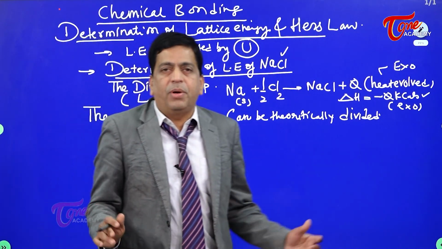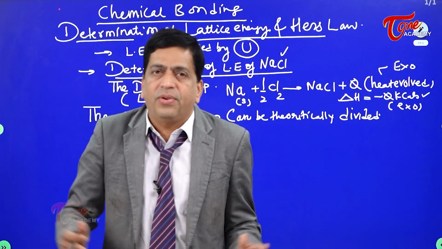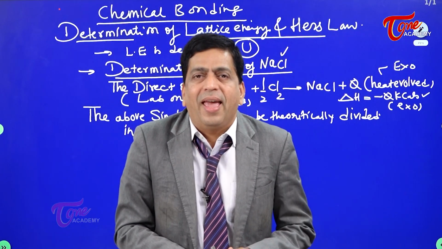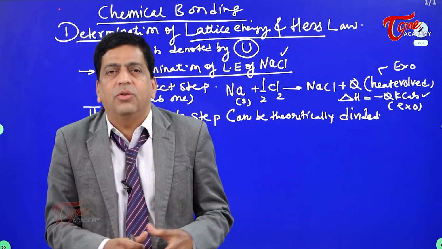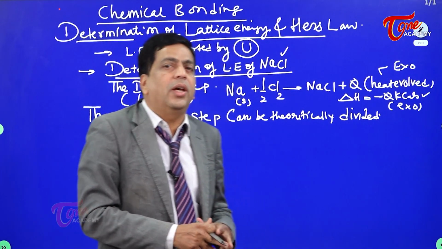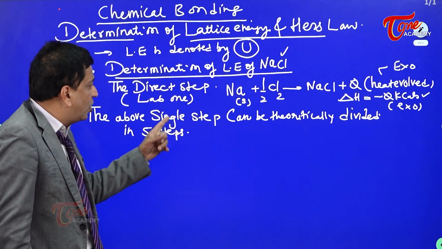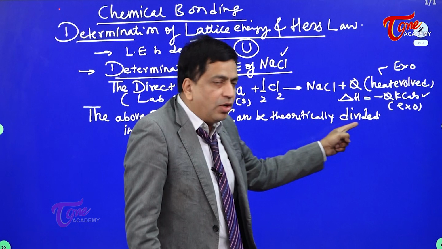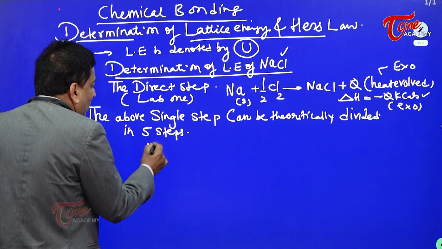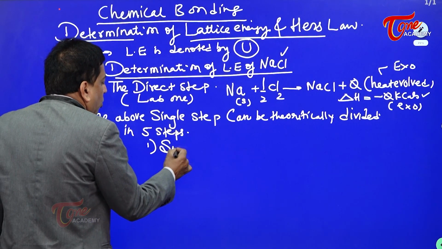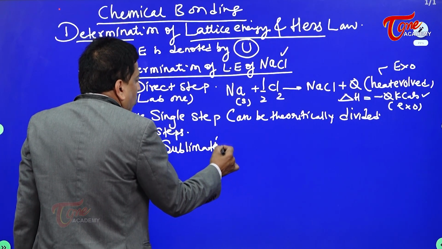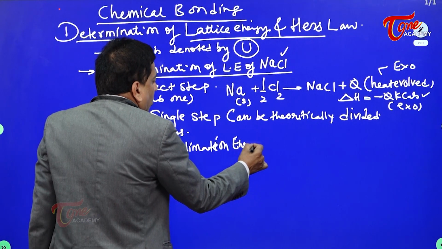So what we have done is prepared the sodium chloride and it has attained the face-centered cube structure, right? Because the shape of NaCl is a face-centered cube. And then we entered the classroom and asked our teacher, can you please explain how NaCl is formed? Then she tells us that the above single step can be theoretically divided into 5 steps. And what are the 5 steps? What he's telling is, 1, he first wants the sublimation energy of sodium.